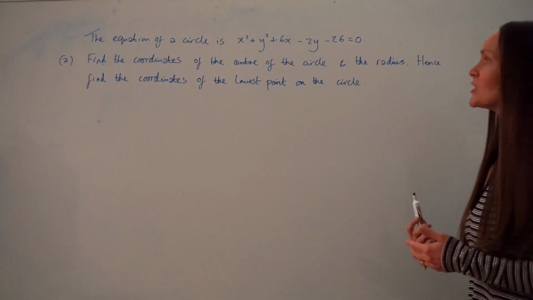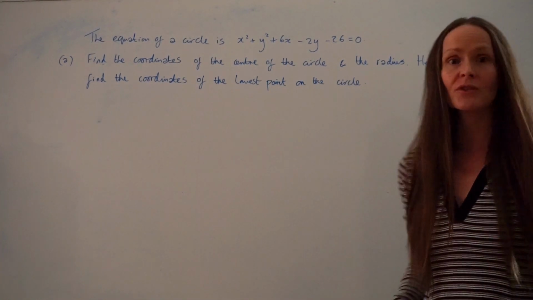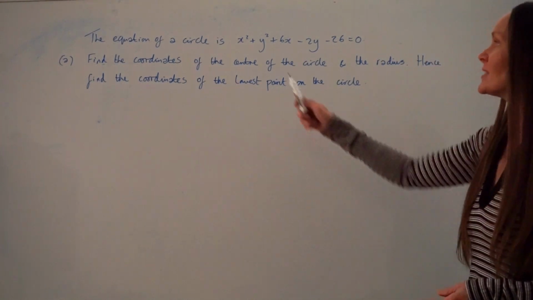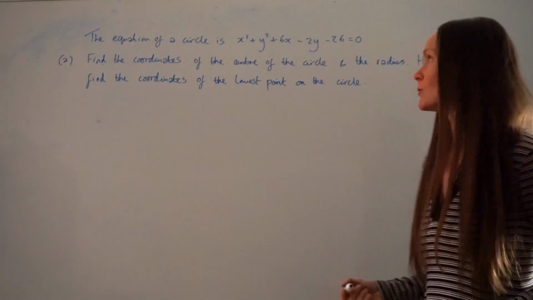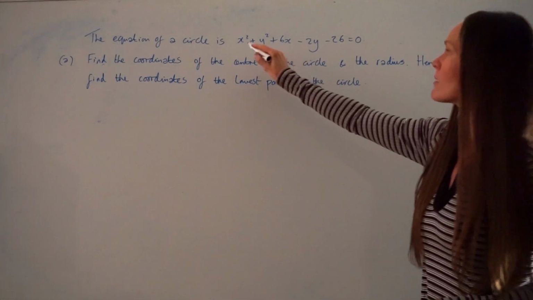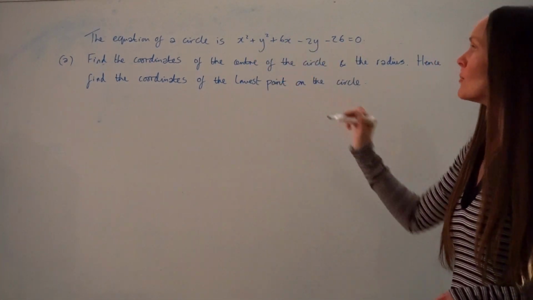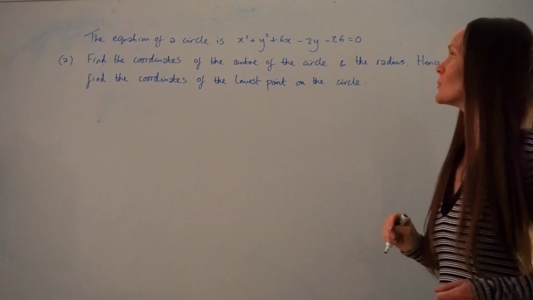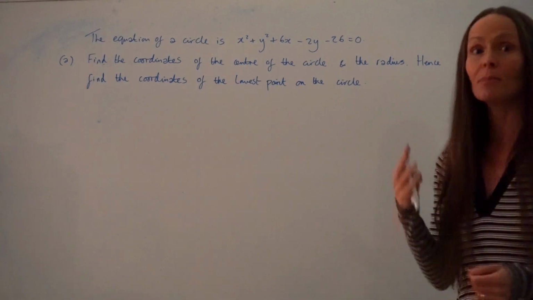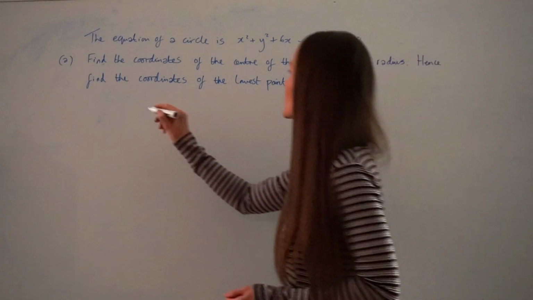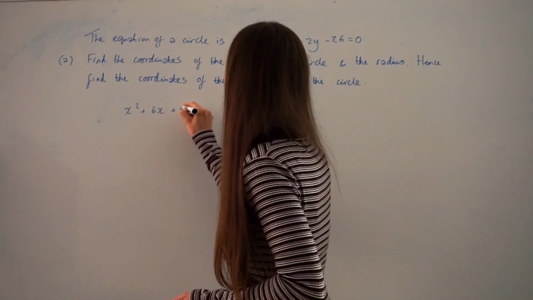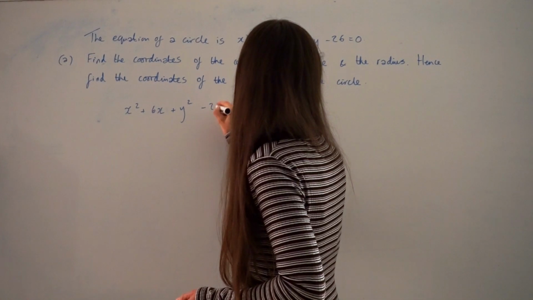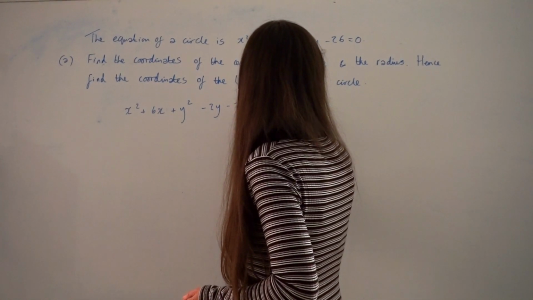Okay, so if you need to work out the coordinates of the centre of the circle and the radius, it's a good idea to write the equation of the circle in what we call completed square form. So I'm just going to rewrite the equation down below, but I'm going to write the x terms next to each other and the y terms next to each other before I complete the square. So it's going to look like this: x squared plus 6x plus y squared minus 2y minus 26 equals 0.